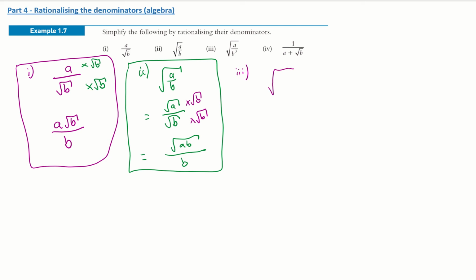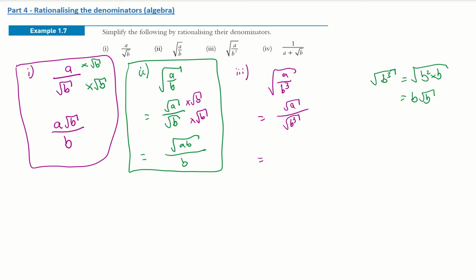Question 3, square root of a over b cubed. First step, separate out root a over root b cubed. We're now on the side just going to look at the square root of b cubed, which is equal to b squared times b. So the square root of b squared is b, so this is actually equal to b root b.